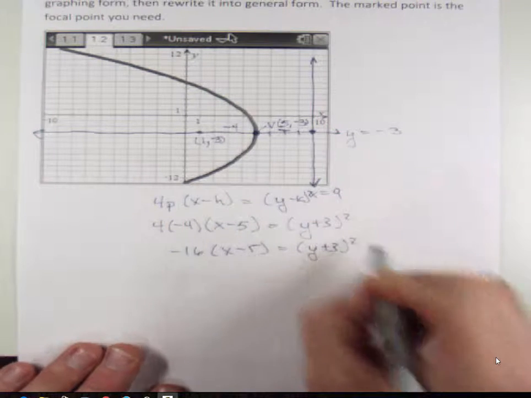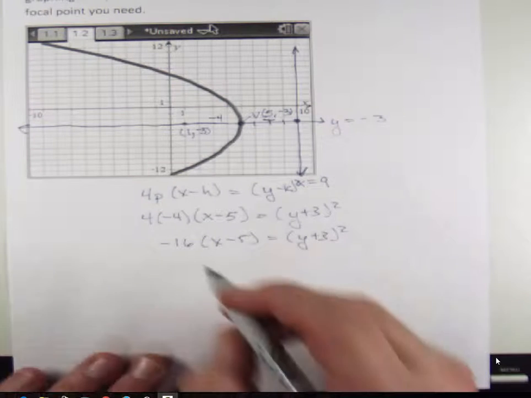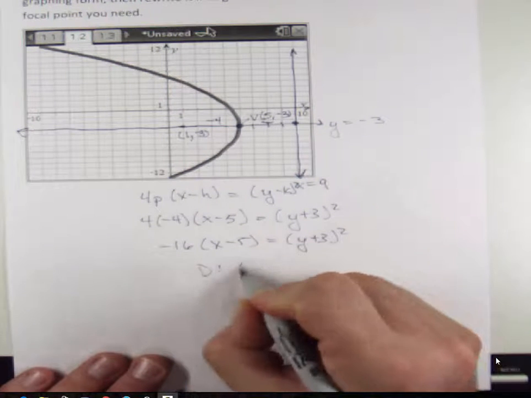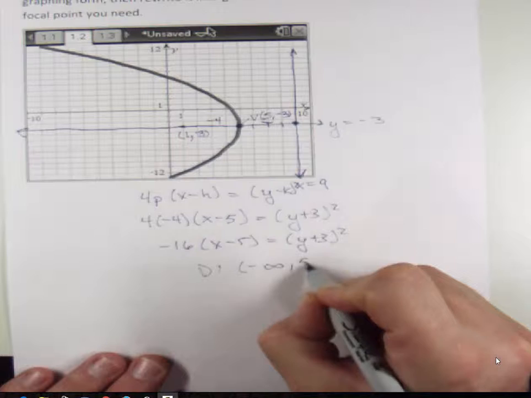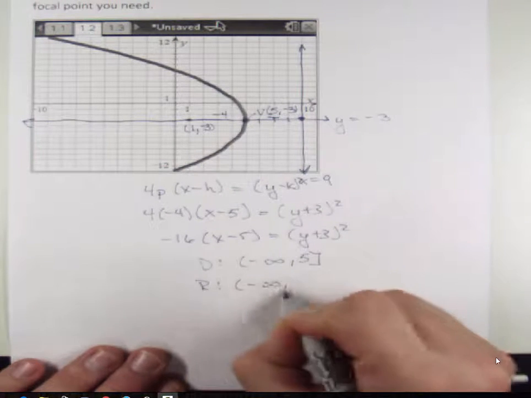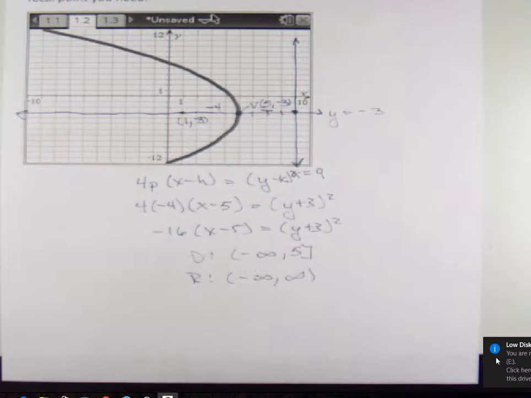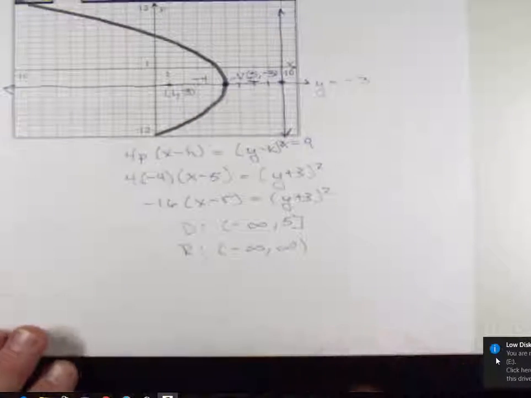There's everything you need. Now, if you want to talk about the domain of this parabola, if I'm looking at it correctly, it is from -infinity to 5 inclusive, and the range is all real numbers. Now it said rewrite it in general form. Now general form was causing some issues. Now here's what we're going to do.